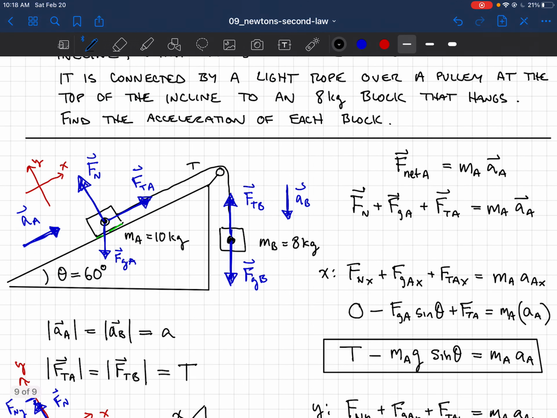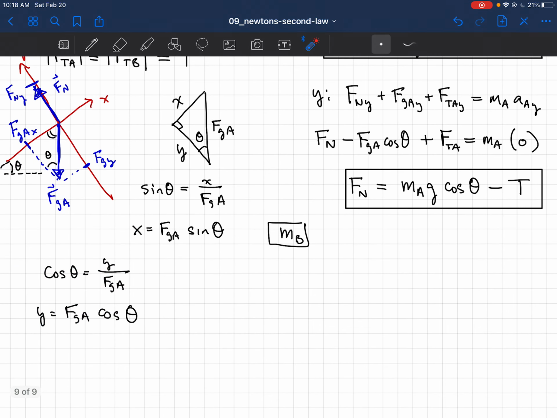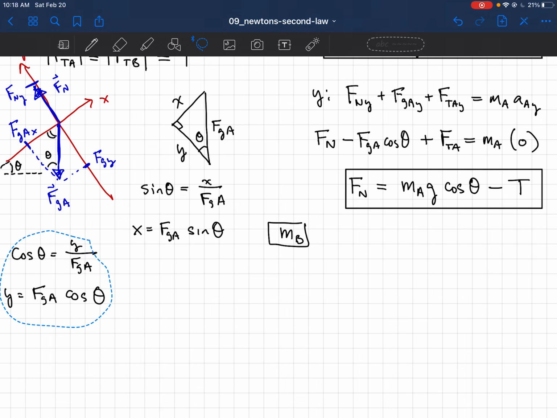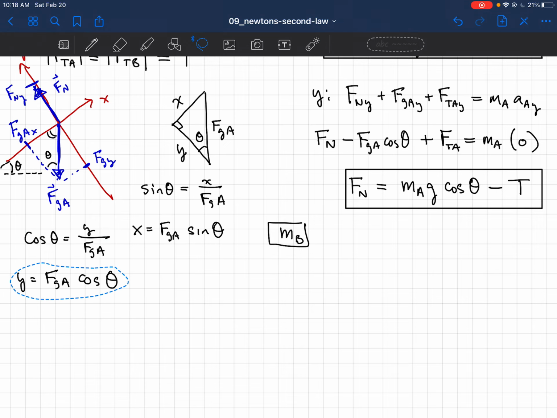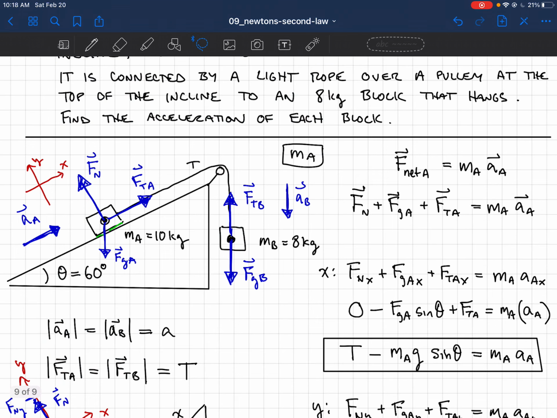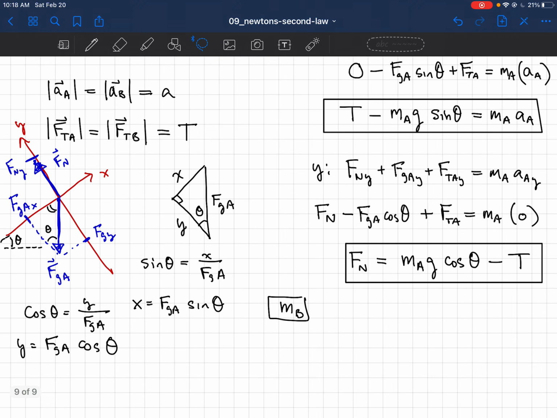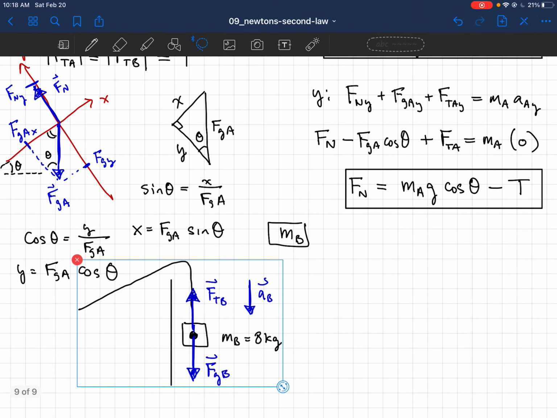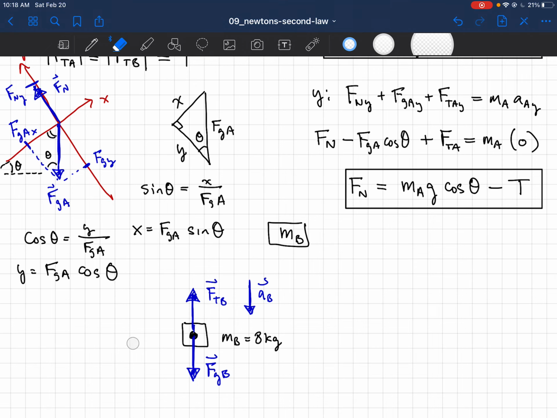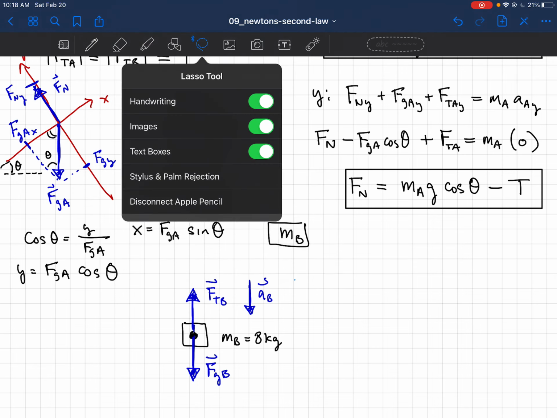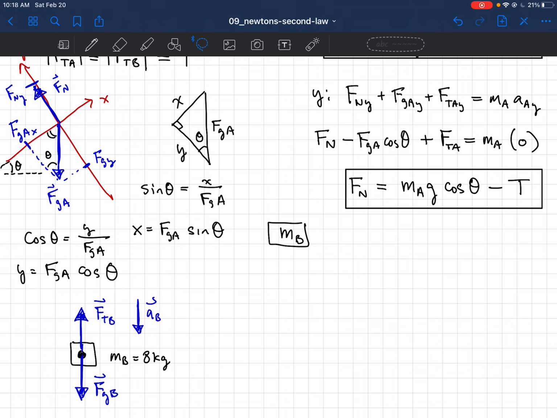So now we can do m_B. So this was m_A, and now we're going to do m_B. m_B has this nice simple free body diagram. Do I have space down there? Maybe I should copy it. So let's move this out of the way. And let's copy our free body diagram. So here's our free body diagram for m_B.